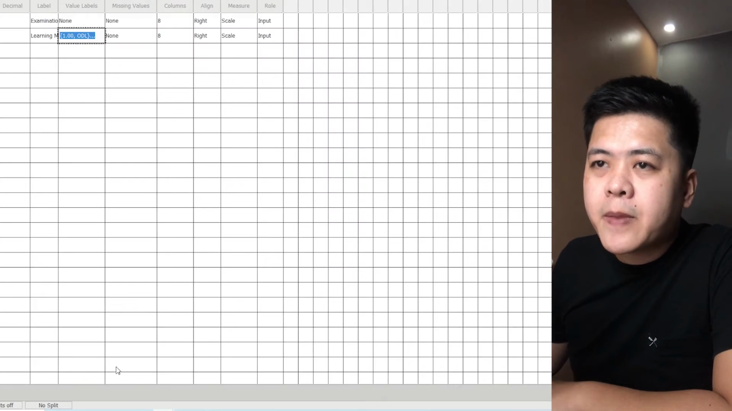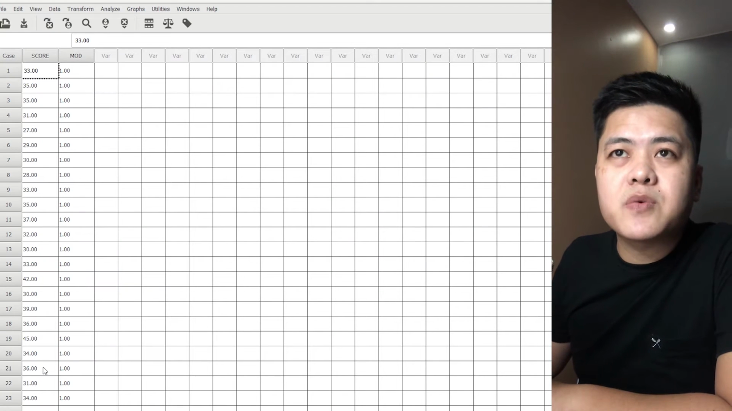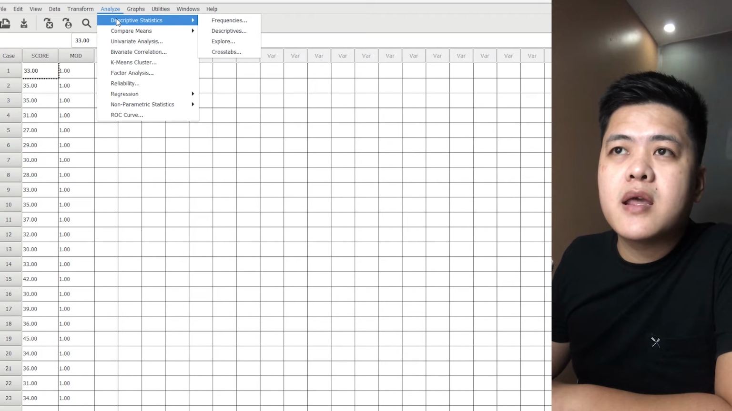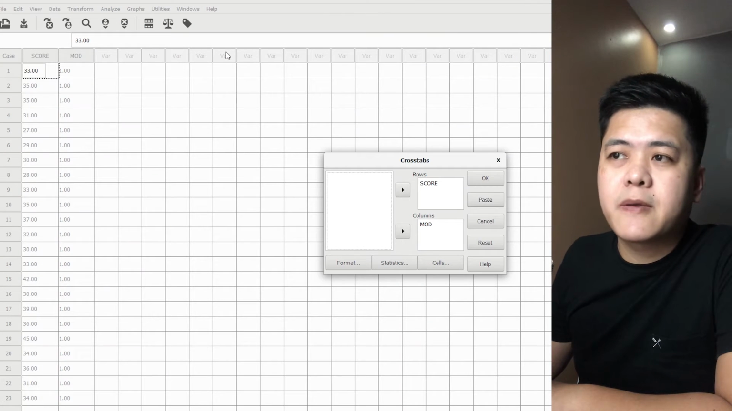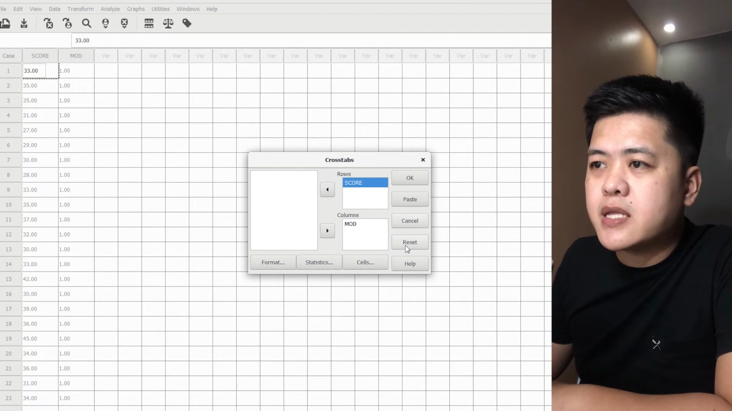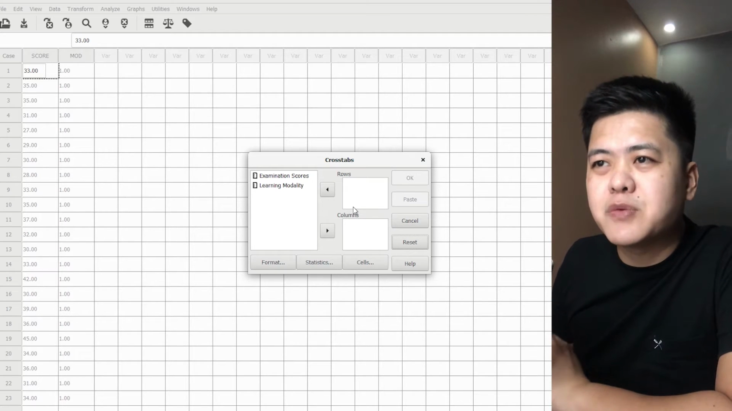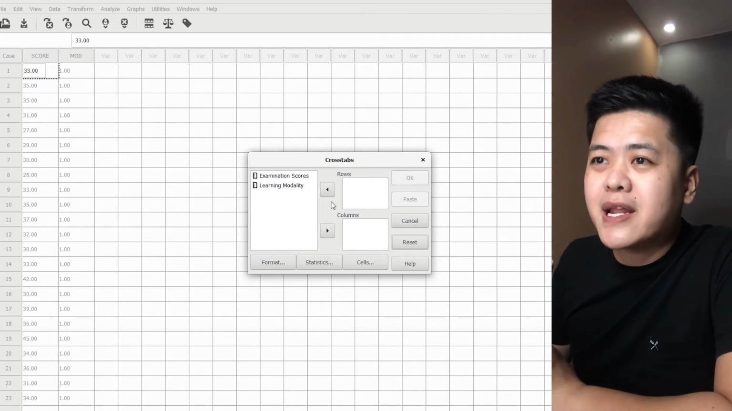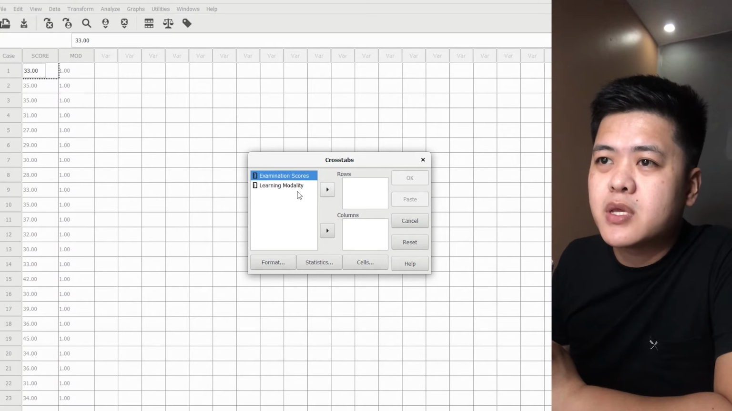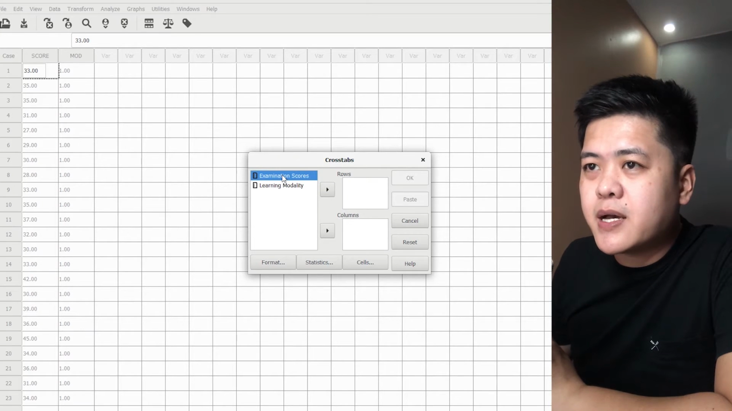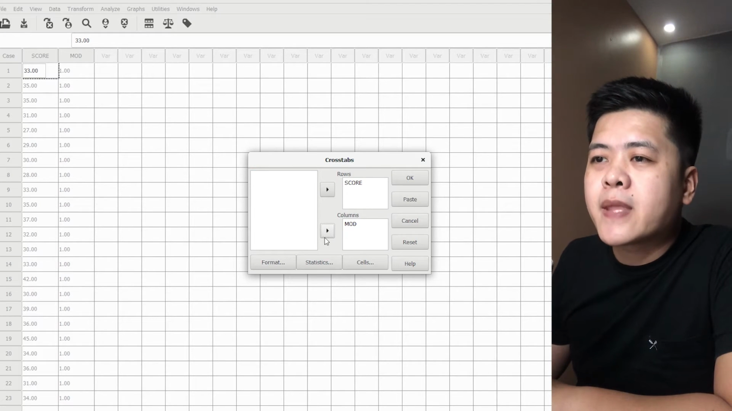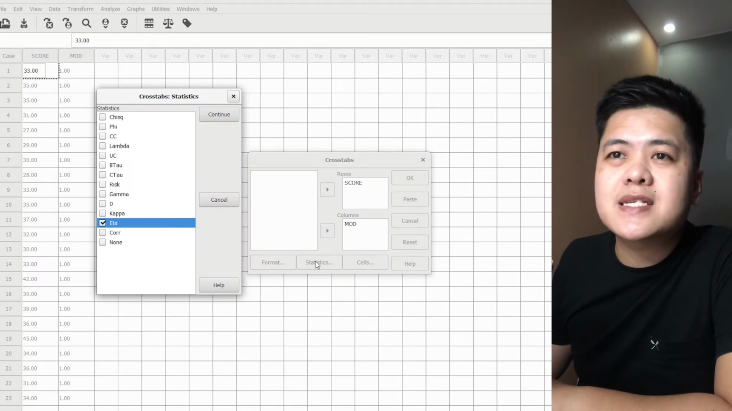Well, actually in PSPP, to get partial eta squared, all you have to do is go to Analyze and then Descriptive Statistics and then go to Crosstabs. So crosstabs is already here. Let's reset everything. Sa rows, well actually, pwede mo ilagay kahit sino muna dyan, no? But in this case, let's put examination in rows, then learning modality in columns. And then go to Statistics.